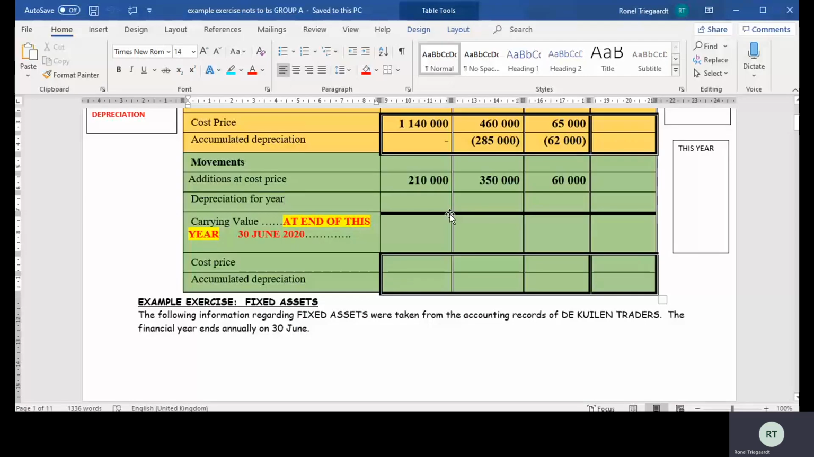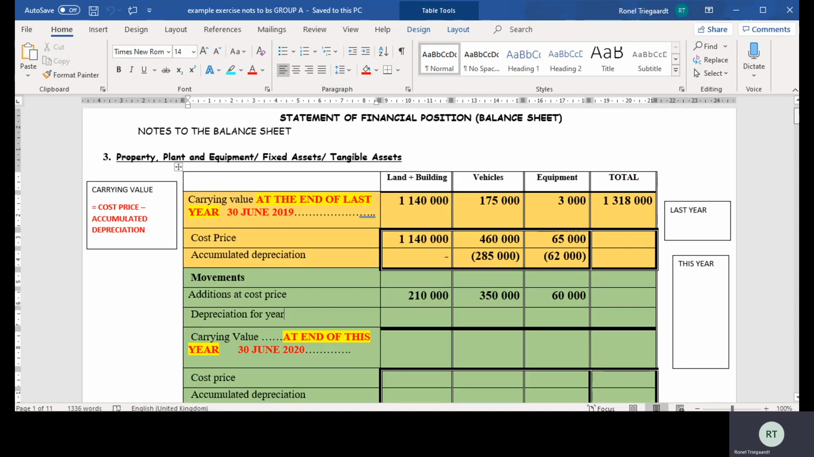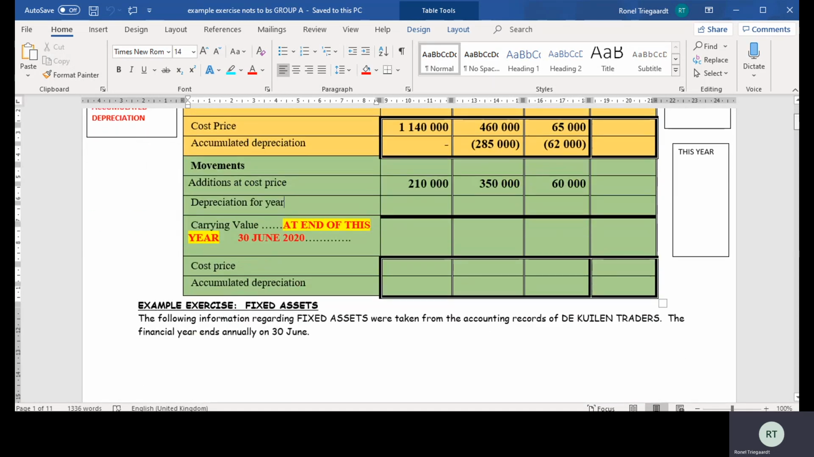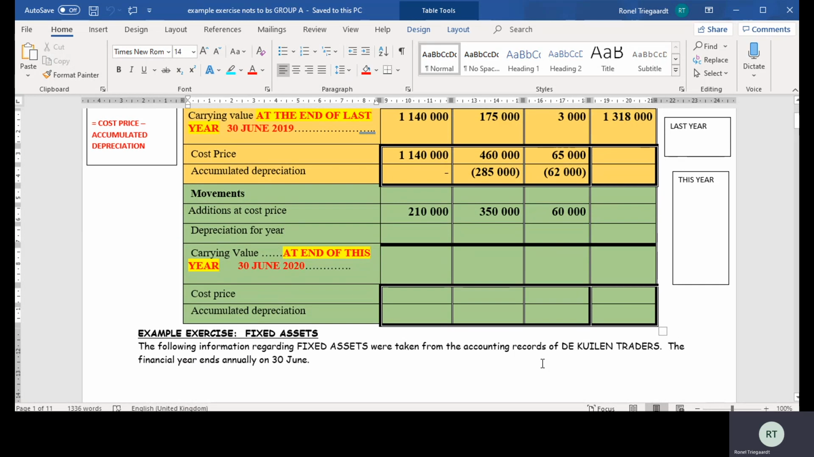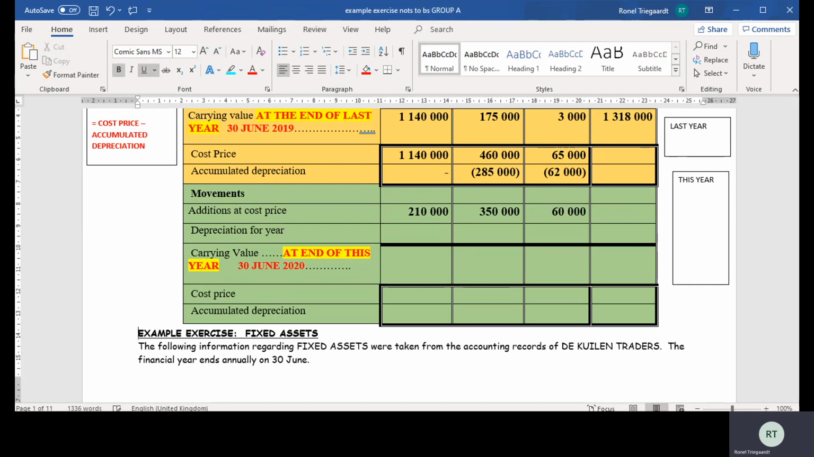Okay, people, I asked you to do the depreciation for this year. Was that you who were supposed to do that? Am I right? Okay, right now, which means you have to be able to calculate the depreciation on the vehicles for this year and the depreciation on the equipment for this year. So let's do this here at the bottom.